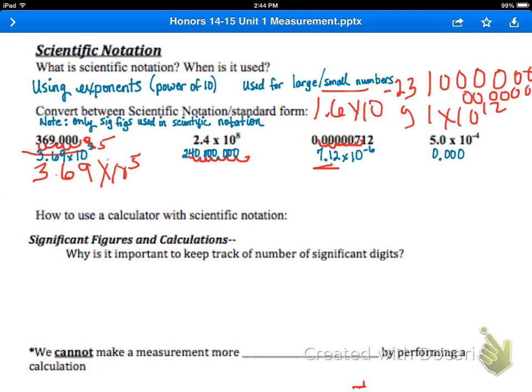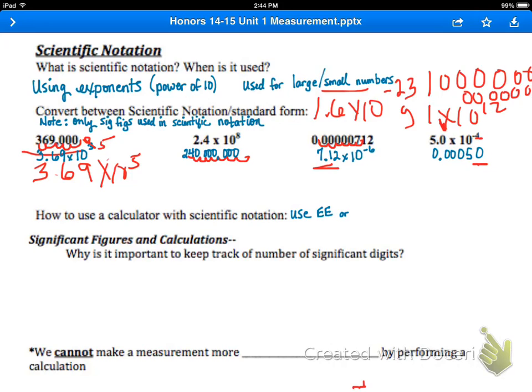Okay, here I have 5.00. It's 10 to the minus 4, so I have to move the decimal the other way. It's going to be a decimal, and that's what I get. Now this 0 is significant. The 0.0 is significant, so I need to include that when I write my longhand.